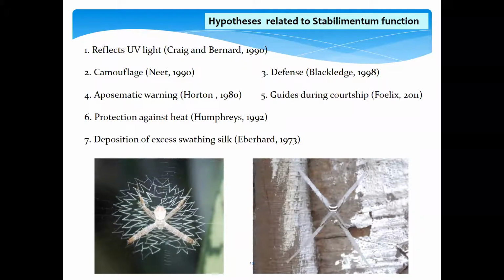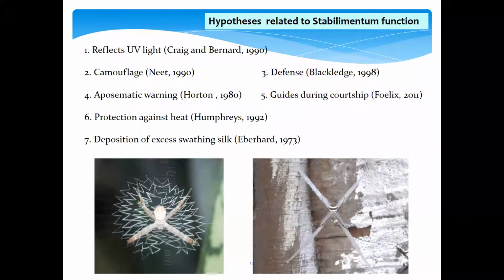Then we have the camouflaging property. As we can see in the second picture, it is an adult Argiope pulchella and the legs are just on top of the egg-shaped stabilimentum, which may appear to the predator as a very big spider because the silk strands are extended to a length beyond the length of the legs.